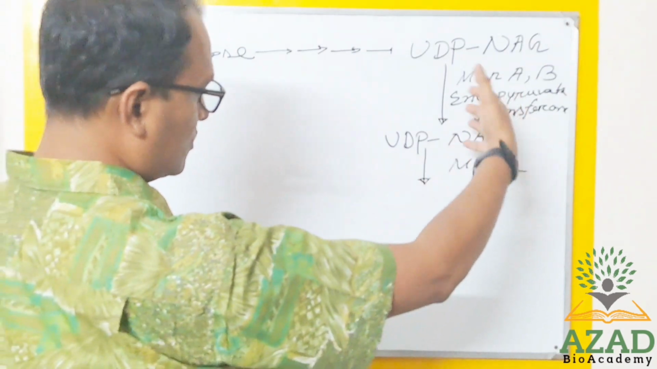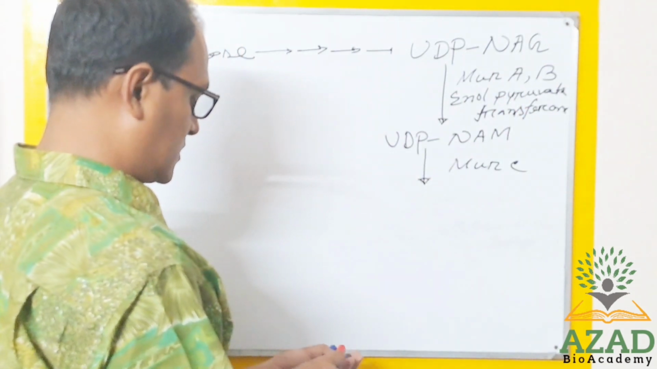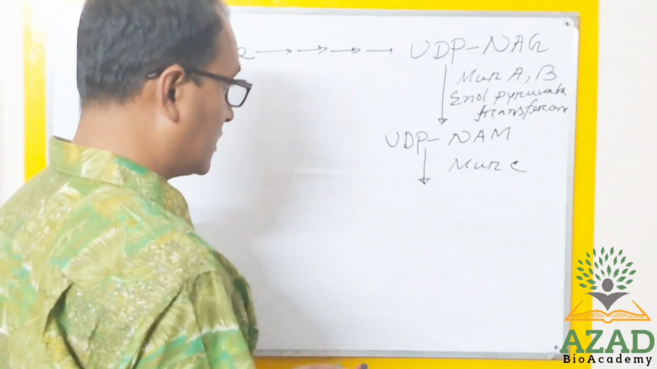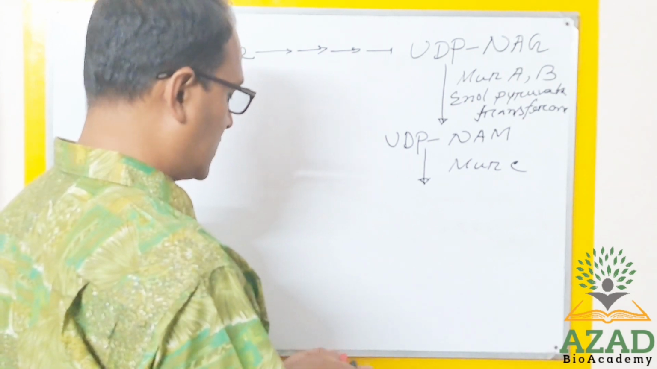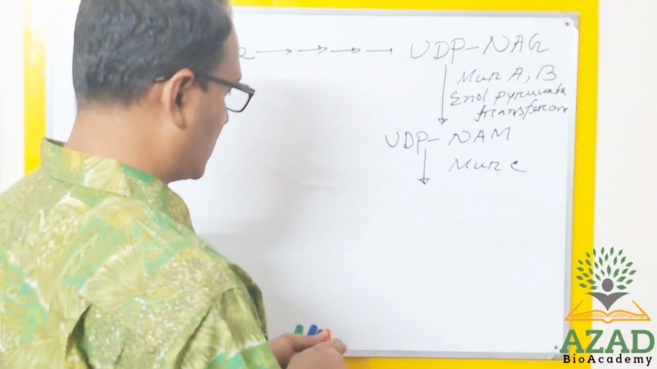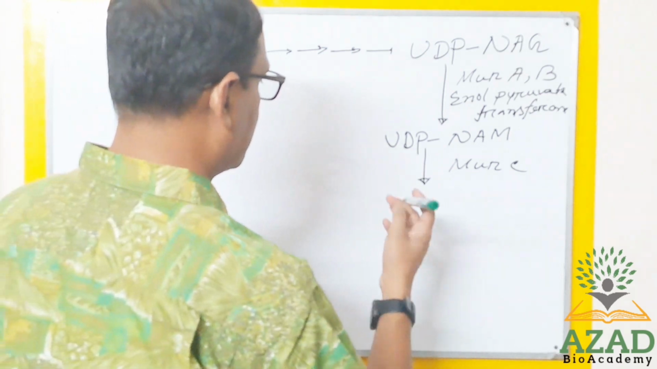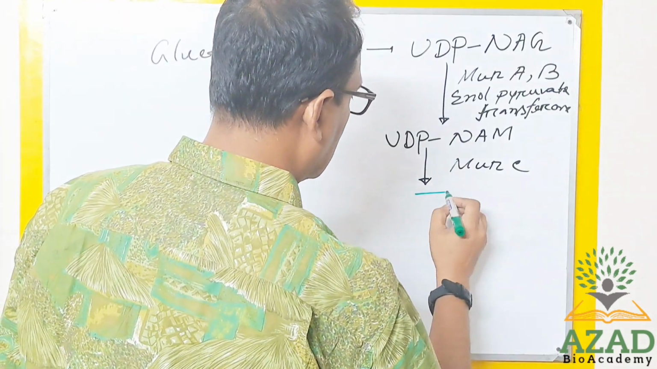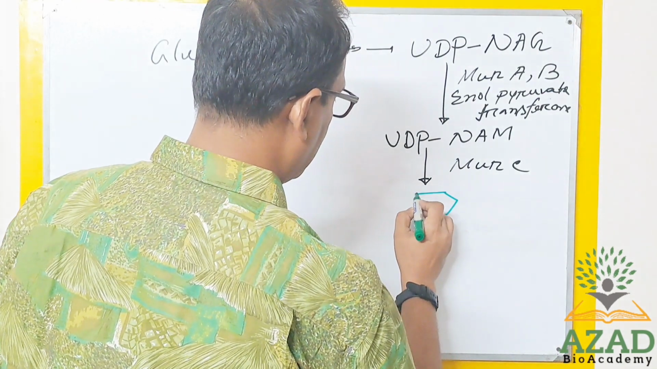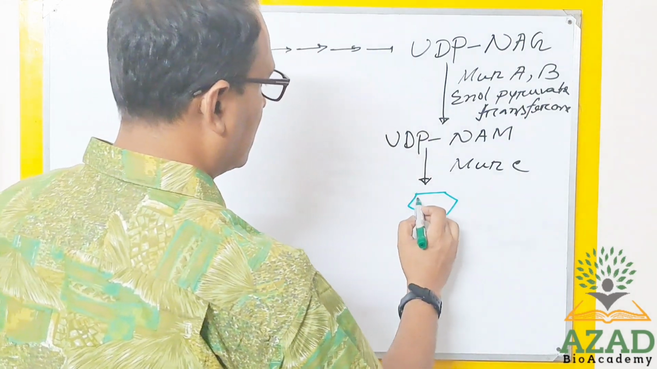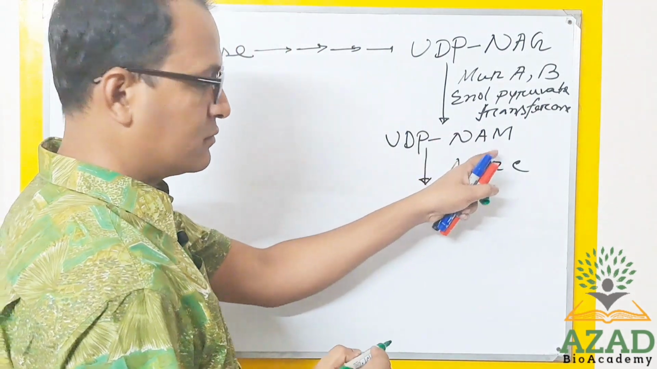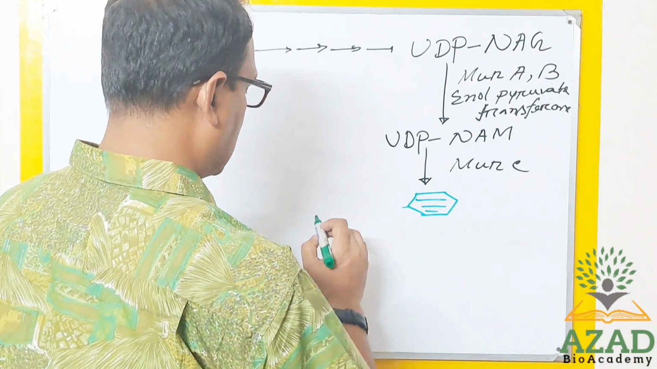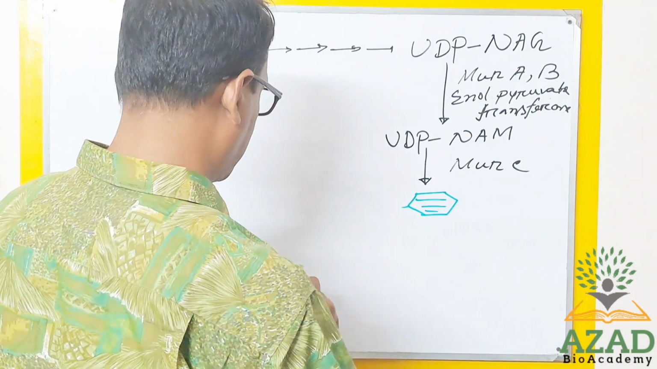So now I will try to explain structurally. Here, you can think, this is a sugar unit, that is, you can say NAM, and one UDP is attached here, UDP.